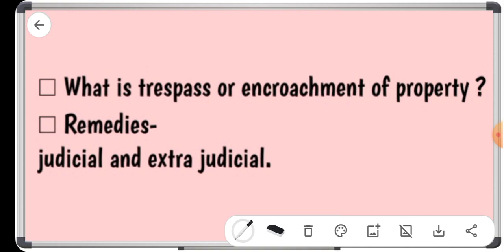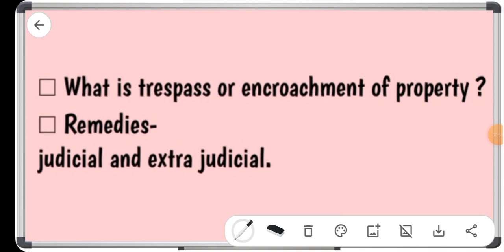Now, how is trespass related to encroachment of property? Trespass is like stepping on someone's property without permission, often a one-time act. On the other hand, encroachment is more serious. It's like setting up camp on someone else's land without permission, and it tends to be a prolonged occupation. Both involve unauthorized entry, but encroachment is usually a longer and more complex issue. So there must be some remedies against this.